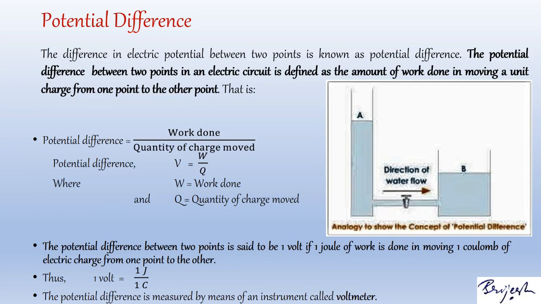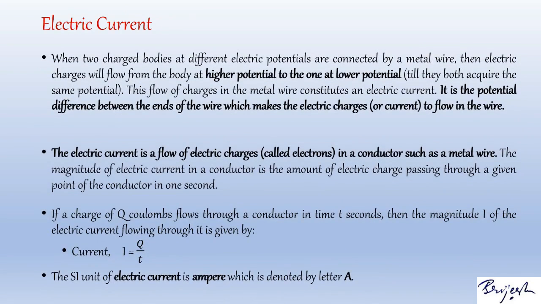Let us understand what is electric current. When two charged bodies at different electric potentials are connected by a metal wire, then the electric charges will flow from the body at higher potential to the one at lower potential till they acquire the same potential. This flow of charges in the metal wire constitutes an electric current. So, it is the potential difference between the ends of the wire which makes the electric charges or current flow in the wire.